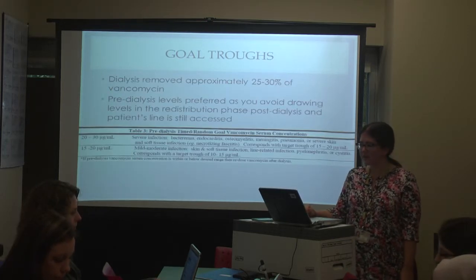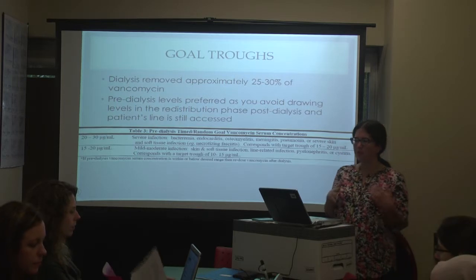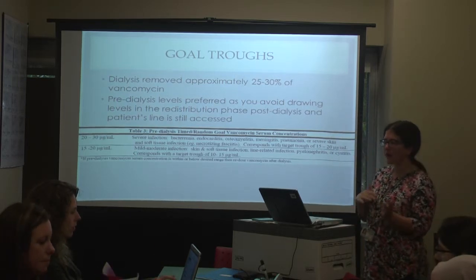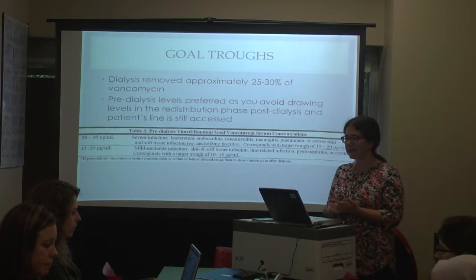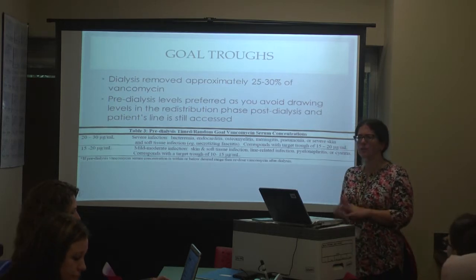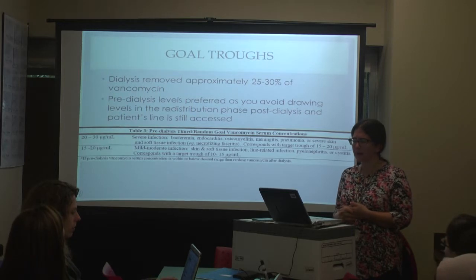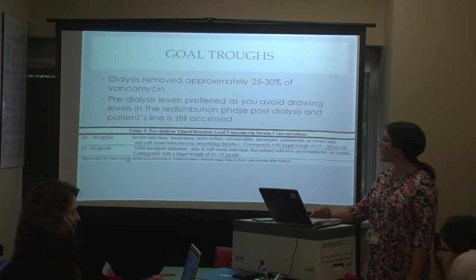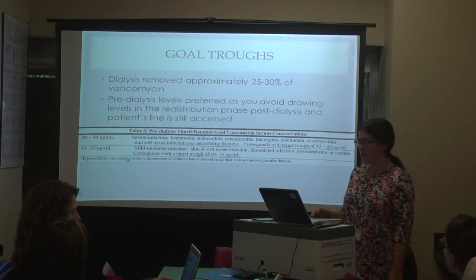For patients on dialysis, dialysis removes around 25 to 30% of vancomycin. You can see on the protocol it talks about low flux and high flux dialysis. Most of ours are going to be the high flux, so we estimate 25 to 30% of vancomycin to be removed. And there's a separate table here for the pre-dialysis dosing goals.